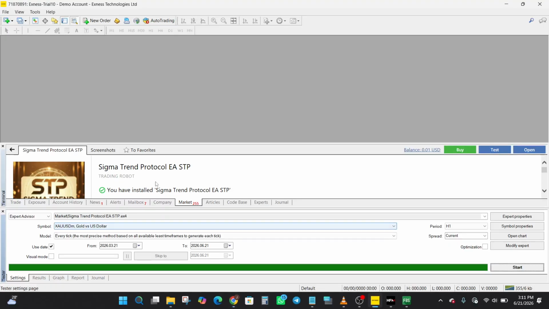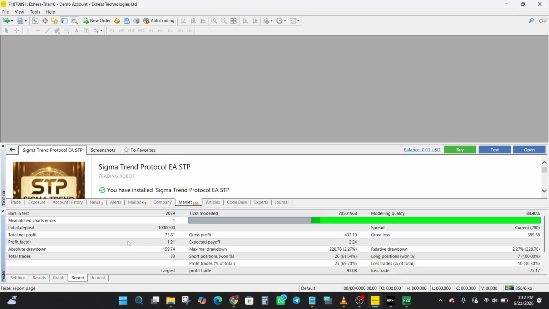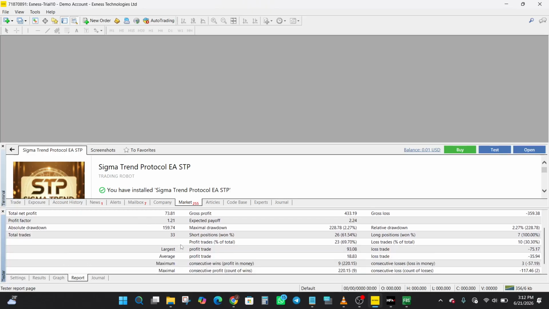So we are testing the Sigma Trend Protocol EA on XAU USD on the H1 time frame. We are using the every tick modeling, and we are testing over the past 3 months. Now, looking at the report, initial deposit is $10,000. Total net profit was just 73.81. The total trades taken were 33, out of which 23 were profitable, giving us a 69.7% win rate.